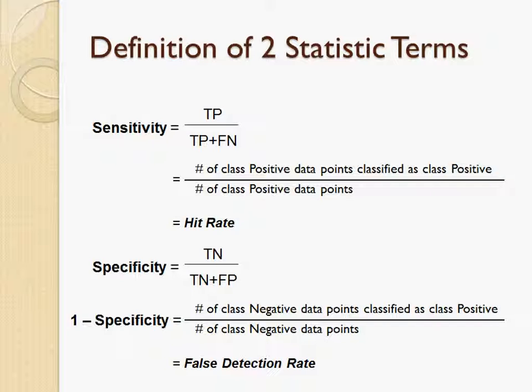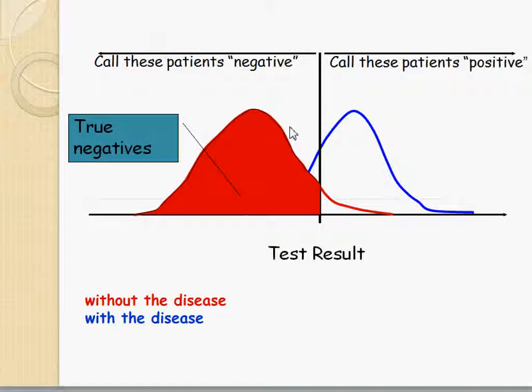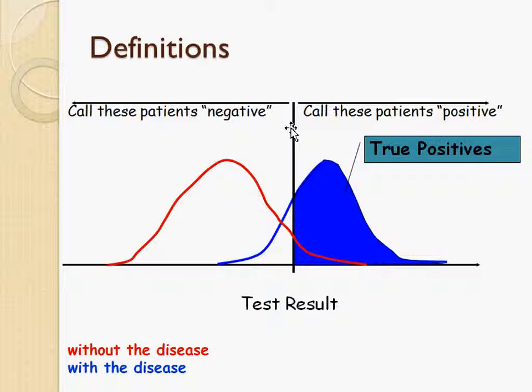Here are two statistic terms that we need to define. The first is the sensitivity. Sensitivity is the ratio between the true positive and the summation of the true positive and the false negative. If you look at the previous graph with the two curves, this is the big blue area over the area under the blue positive curve. That is the ratio of this area over the area covered by the blue curve.